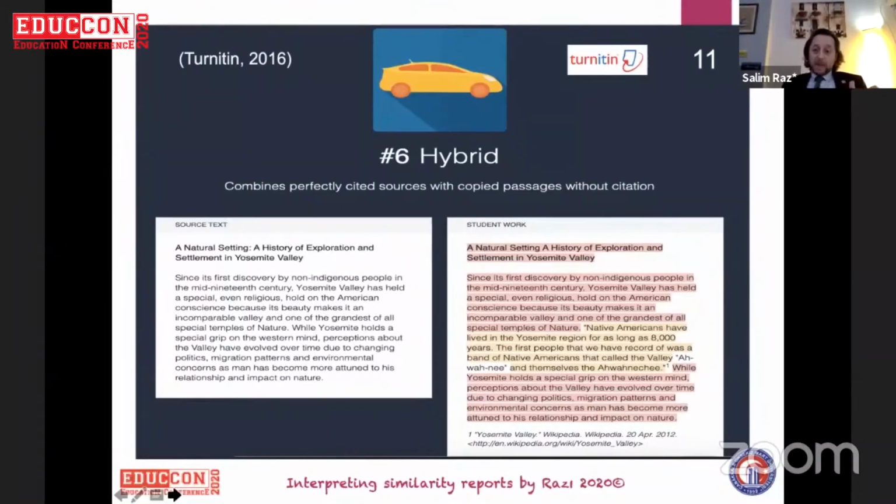For the quoted expression, we also see some number representing in-text citation here. Therefore, nothing is problematic for the quoted expression. However, for the matches with the red one, it is completely problematic because there are no citations and there is no use of double quotation marks, which makes it again plagiarism. This time, the student is combining perfectly cited sources with copied, plagiarized expressions in the assignment.